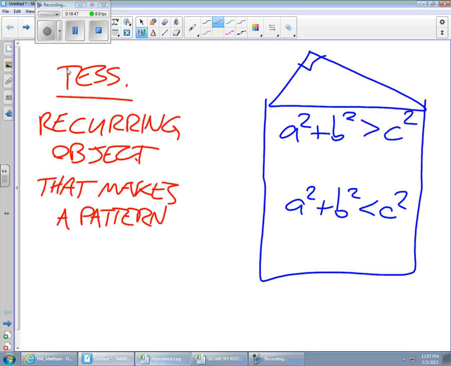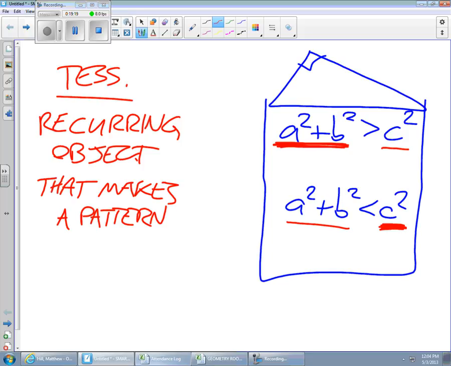Okay, so here, this top one, the statement is that the sum of the squares of the two legs outweighs the hypotenuse squared. And down here it suggests that the hypotenuse being squared is heavier than the sum of the squares of the legs. So when this inequality tips one way or the other, we need to know what that means. Well, let's think about the nature of a triangle.